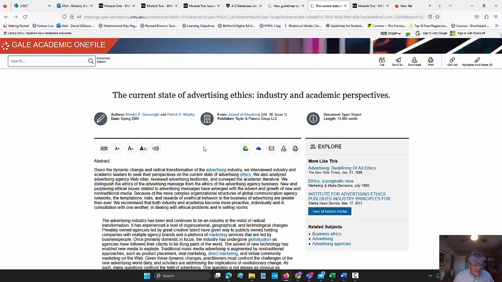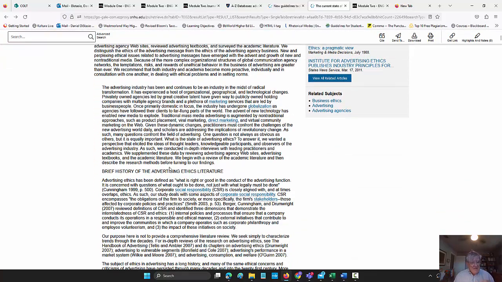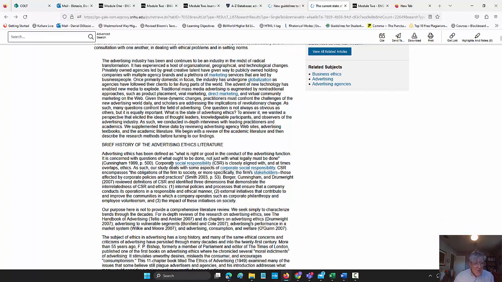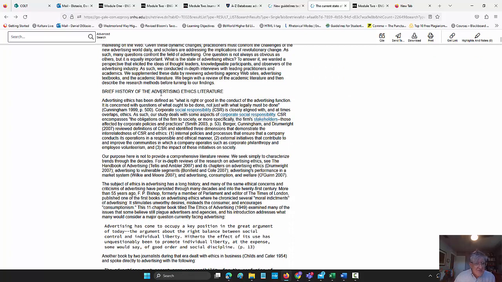But I want to talk a little bit about bias. And as we read through, we want to see what is the purpose. When we talk about bias in sources, we want to know the goal or the purpose that the writer or writers have chosen to do this. And in this, it talks a little bit about how our purpose is not to provide a comprehensive literature review. We seek simply to characterize trends through the decades. For in-depth reviews of research on advertising ethics, see the Handbook of Advertising.